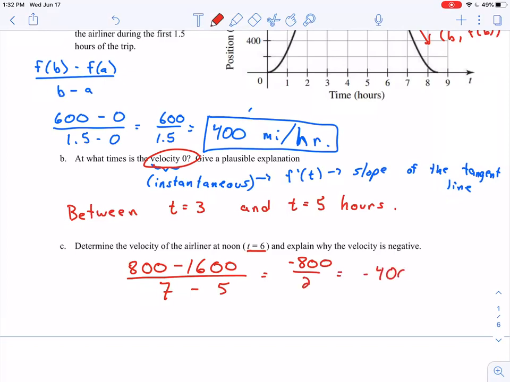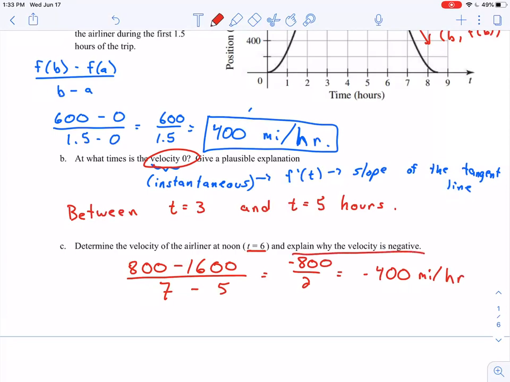gives me negative 400. Again, we're talking about the velocity, so we want to give a unit. This would be negative 400 miles per hour. Oops. Per hour. I keep wanting to write natural log for some reason. Oh my goodness. Per hour. Okay.